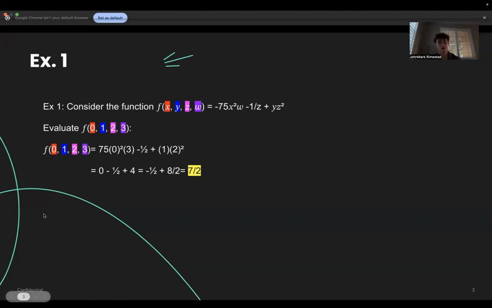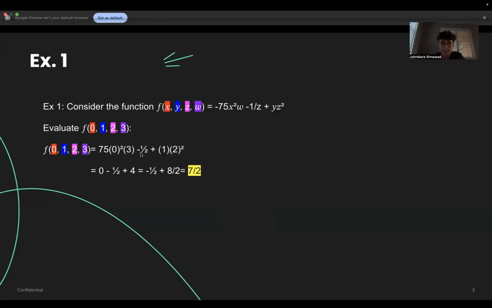So evaluating this function, you're just going to input everything, right? So for that x, you're going to put 0, and for that w, you're going to put 3, and then 2 for that z, 1 for the y, 2 for the z again, right? So negative 75 times 0 squared times 3. All right, so we know anything times 0 is 0, right? So all three numbers right here can just be totally wiped out, cancel. You can put 0 without even thinking about it.